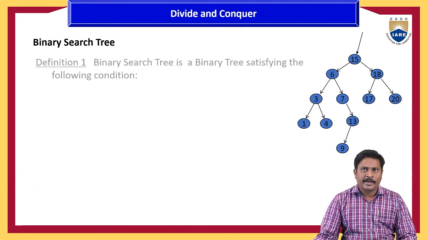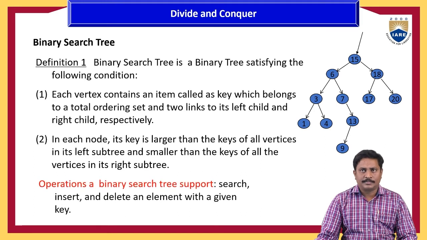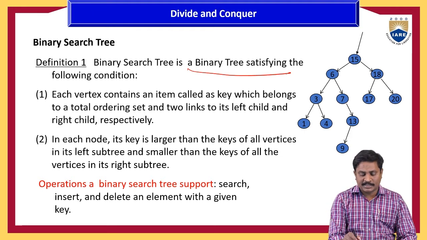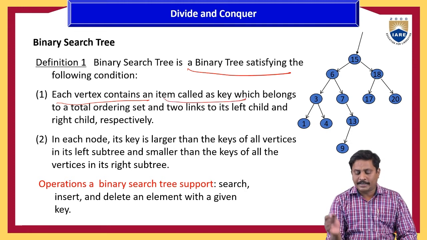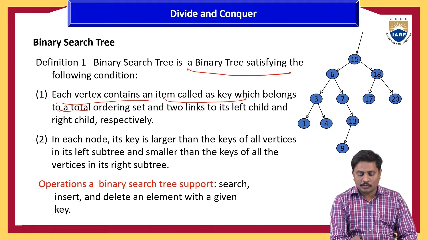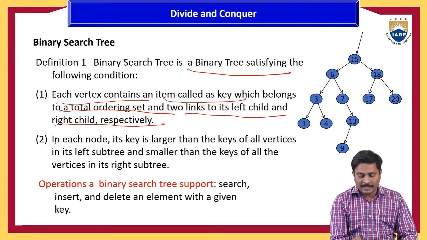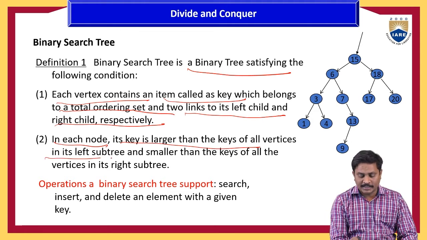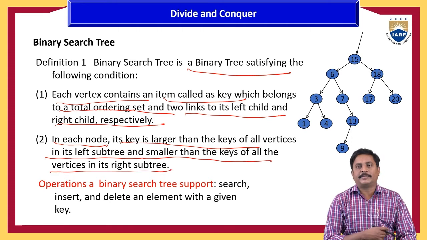Next, binary search tree. First, what is meant by a binary search tree? A binary search tree is a binary tree satisfying this condition: each node contains an item called a key which belongs to a totally ordered set, and two links to its left child and right child respectively. In each node, its key is larger than the keys of all vertices in its left subtree and smaller than the keys of all the vertices in its right subtree.